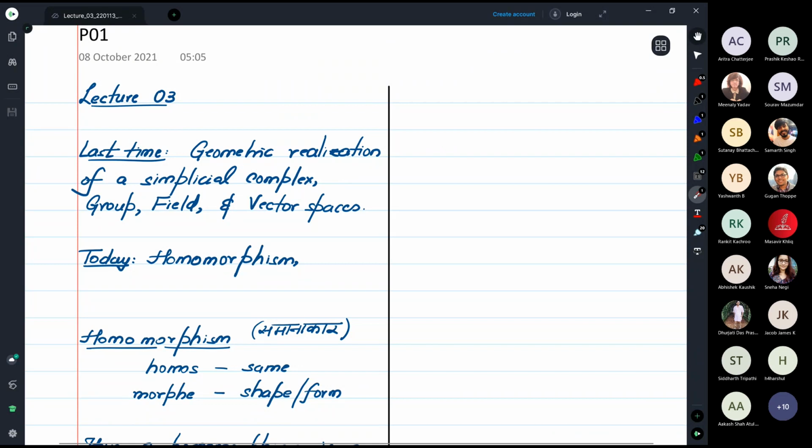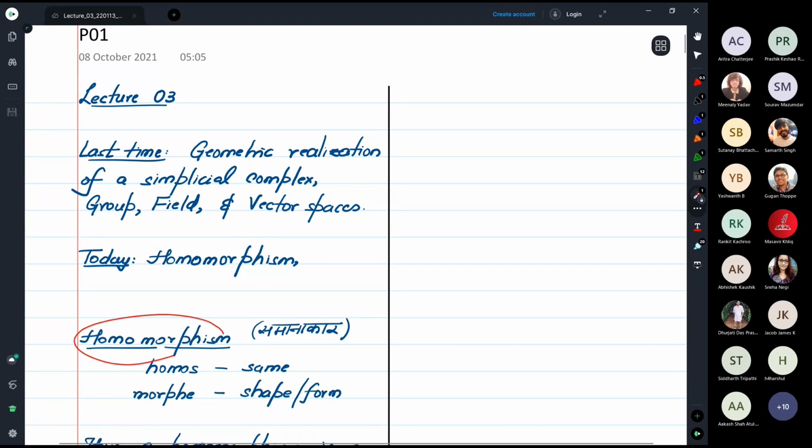Okay, so here is a quick summary of what we did last time. If you remember, we discussed this idea of a geometric realization of a simplicial complex. Thereafter, we discussed these concepts called group, field, and vector spaces. So today's focus would be on this idea called homomorphism.